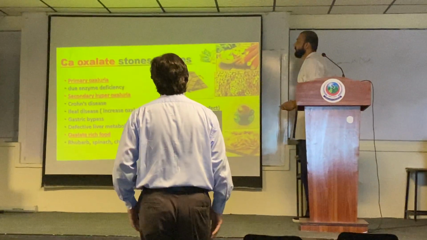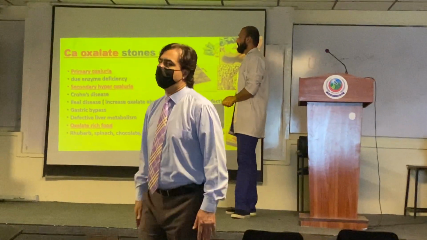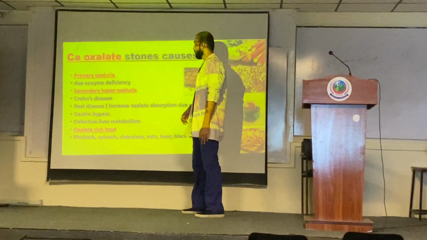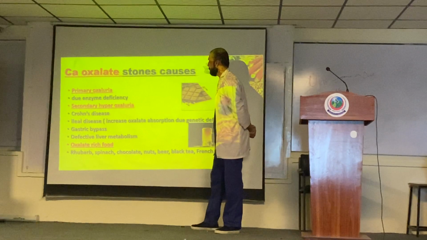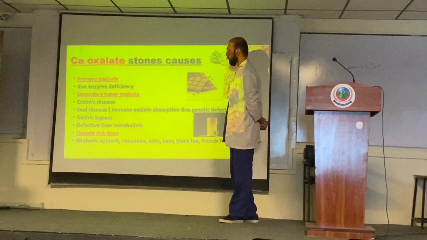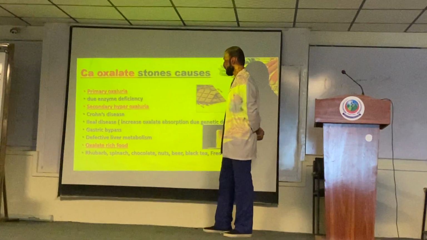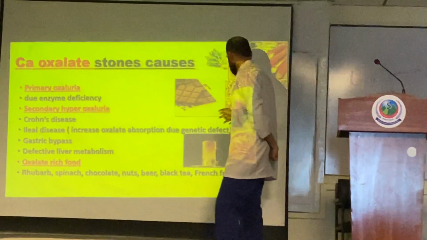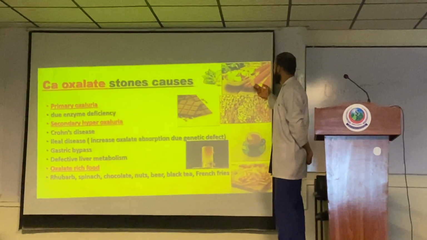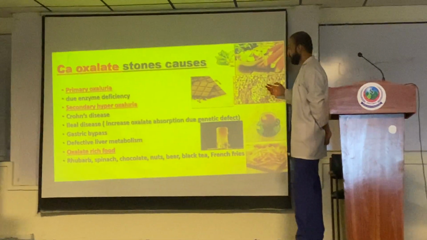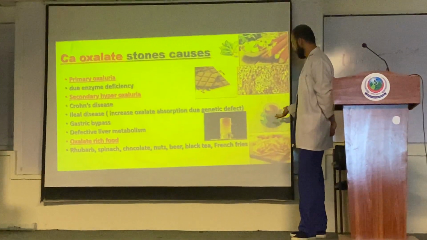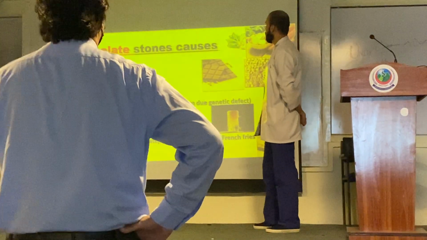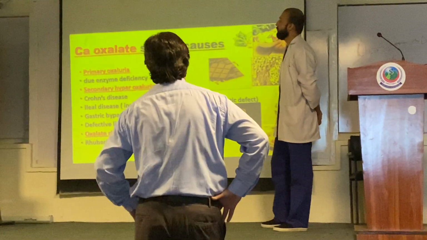Right. Go ahead. Next one is the calcium oxalate stones. It may be due to primary hyperoxaluria, due to an enzyme deficiency. Which enzyme is deficient? Secondary hyperoxaluria may be due to Crohn's disease, gastric bypass, or defective liver metabolism. There are also foods rich in oxalate, like spinach, dark chocolates, black tea, french fries, and beers. These are all oxalate-rich foods, and these can cause calcium oxalate stones.